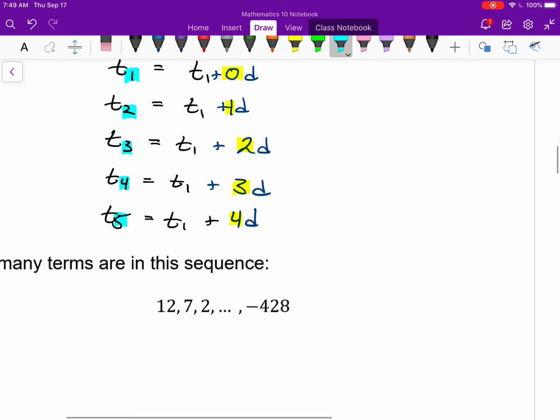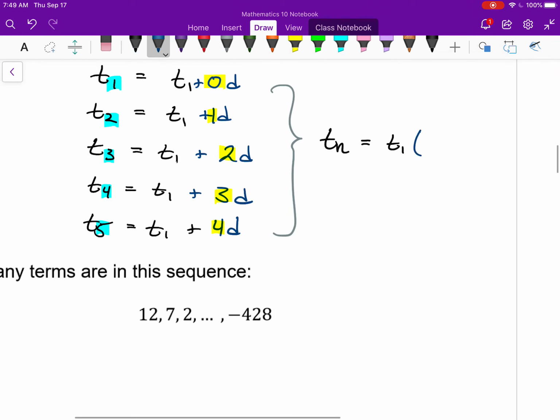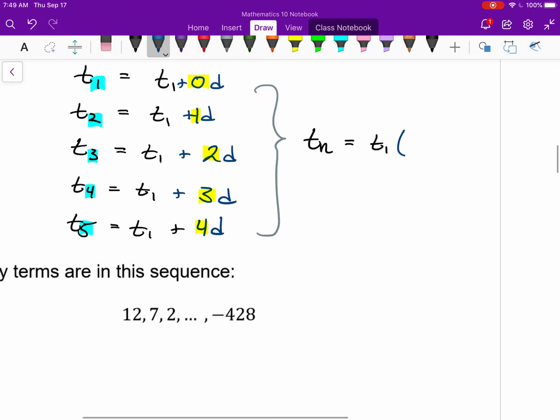So I can generalize this quite nicely. And that's what I'll do right here. So in general, we can say the nth term is always the same as the first term plus, not n times d, n minus 1 times d. N minus 1 is what I've been showing you highlighted in yellow. The nth term is what I've highlighted in blue.